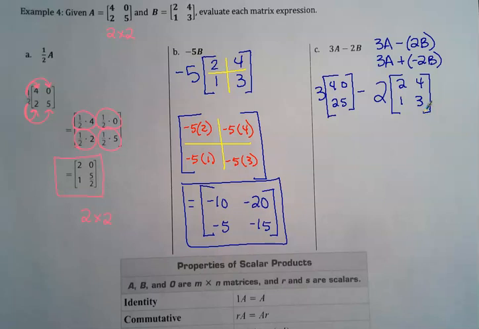All right, so we're going to walk through this. For this first matrix, we're going to have 3 times 4. I am going to show you the work still. And 3 times 0, 3 times 2, and 3 times 5. Minus, so I'm leaving the minus, I'm just taking the 2. So I'm going to have 2 times 2, and 2 times 4.